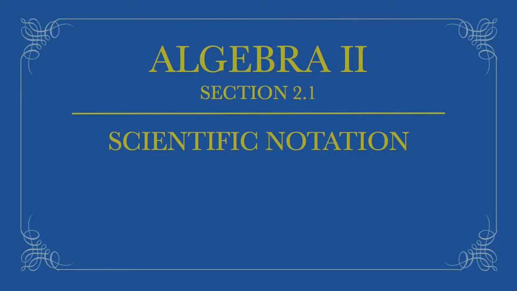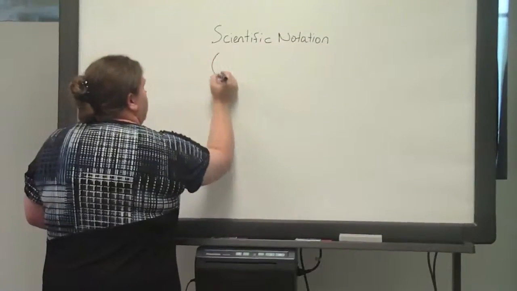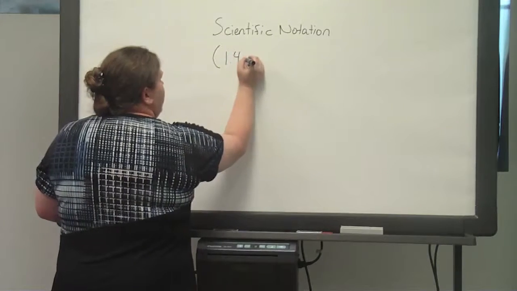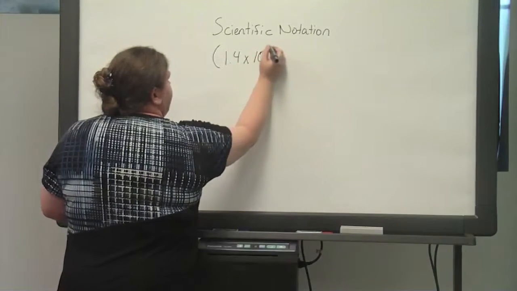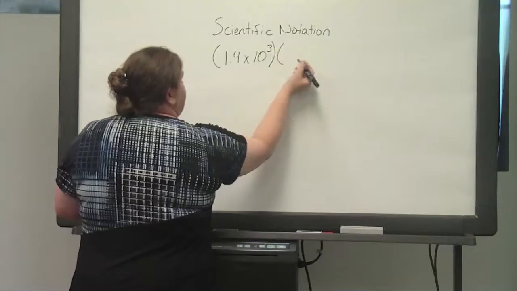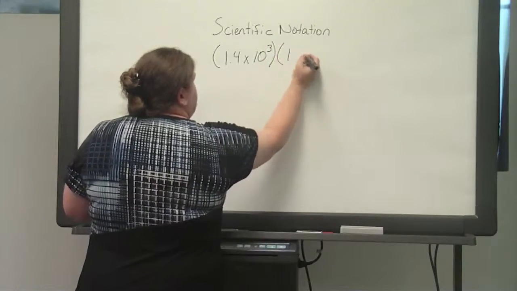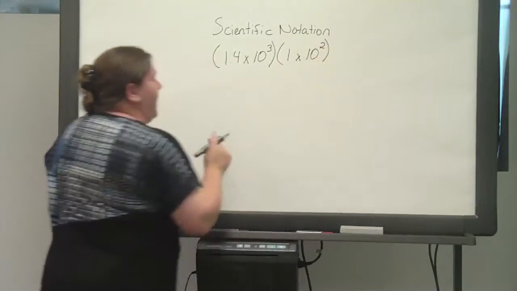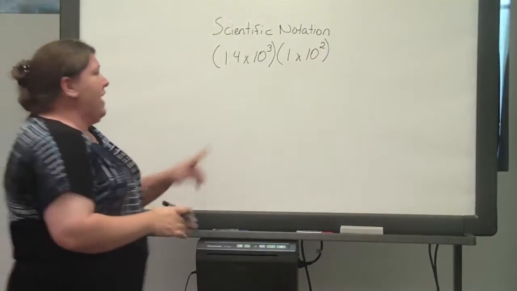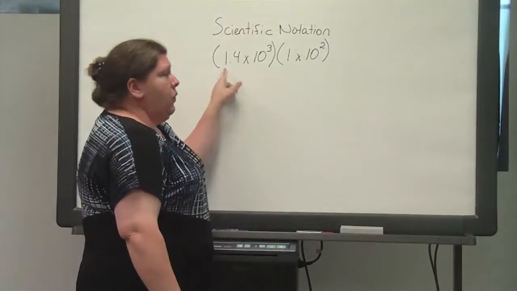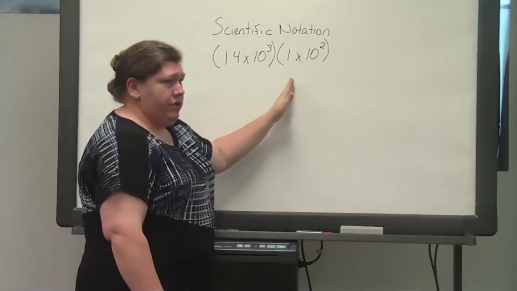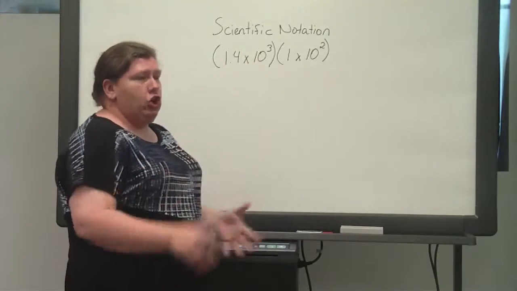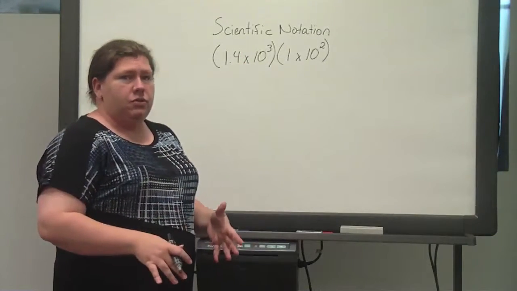What you will see for scientific notation is something in the form of this. It might say 1.4 times 10 to the third, and it might say 1 times 10 squared. All right, anytime you see a single digit with a decimal and numbers after it, and then times 10 to a power, you're looking at scientific notation.